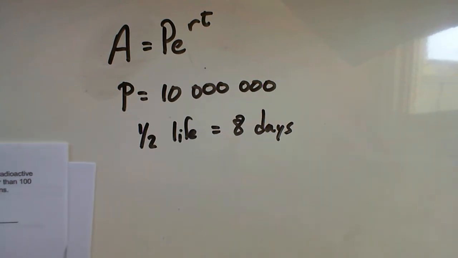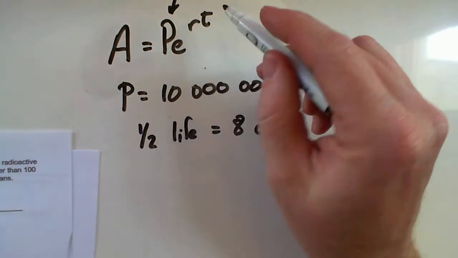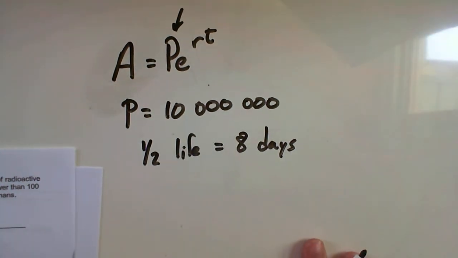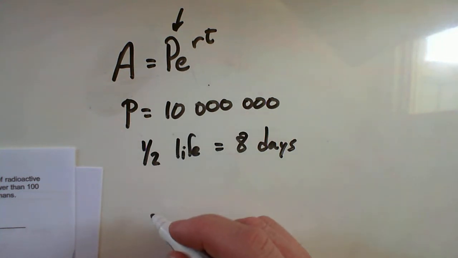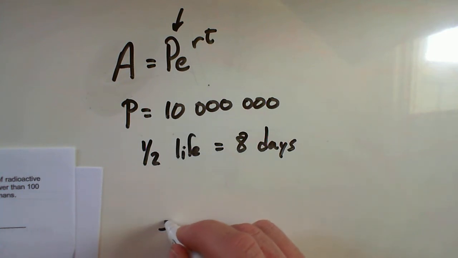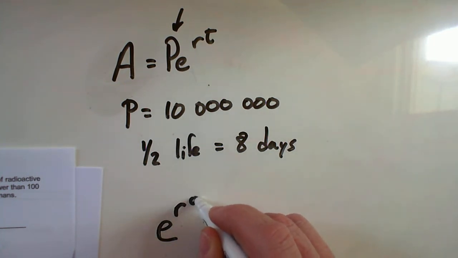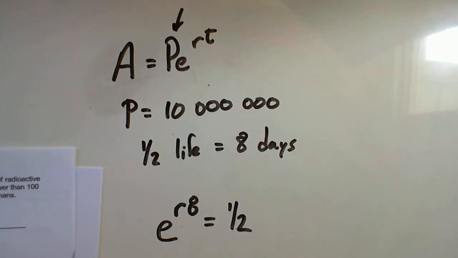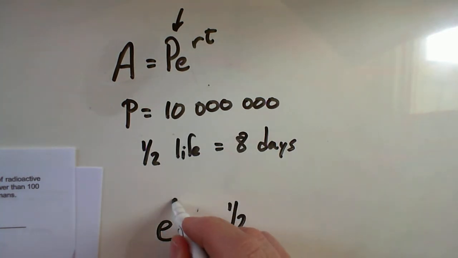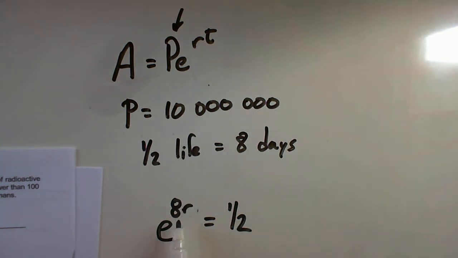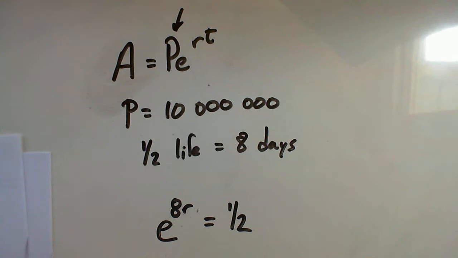We've already got the P. We need to figure out what the R is. Now, it's a half-life problem. It's a decay problem. When you see the term half-life, that shows that things are getting smaller. So in 8 days, we have half of what we had right now. So what that means is e to the R times 8 equals 1/2, whatever that R is. Let's make that 8R. After 8 days, we have half of whatever we started with.